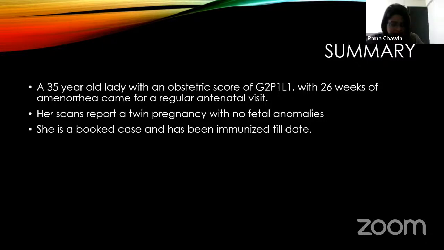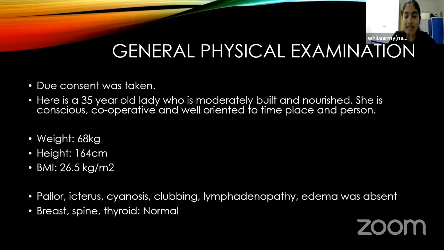Okay, examination. General physical examination. Due consent was taken. Here is a 35-year-old lady who is moderately built and nourished, conscious, cooperative, and well-oriented to time, place and person. Her weight is 68 kgs, height 164 centimeters, BMI 26.5 kg per meter square. Cyanosis, clubbing, lymphadenopathy, edema were absent. Breast, spine, and thyroid are normal.